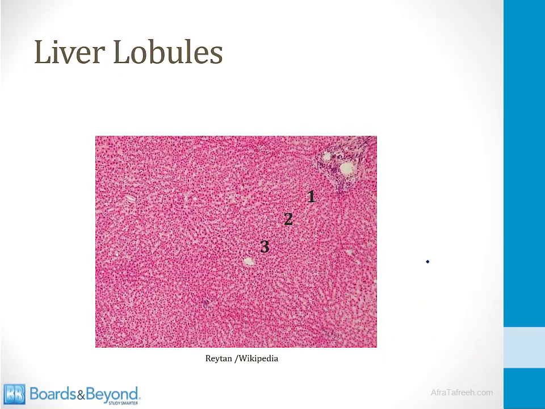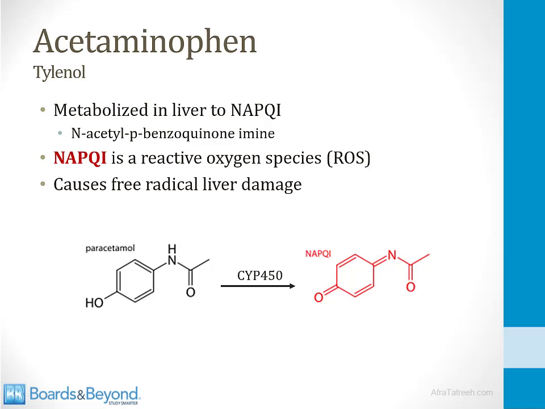And here's a biopsy slide of the liver showing the zones. It's right here, zone 3, that you are going to see the damage when patients take drugs that are metabolized by the P450 system into free radicals. The classic example of a drug that causes free radical damage to the liver is acetaminophen or Tylenol. Tylenol is metabolized into a substance known as NAPQI, or N-acetyl-p-benzoquinone imine. NAPQI is a reactive oxygen species, and it causes free radical damage in the liver.